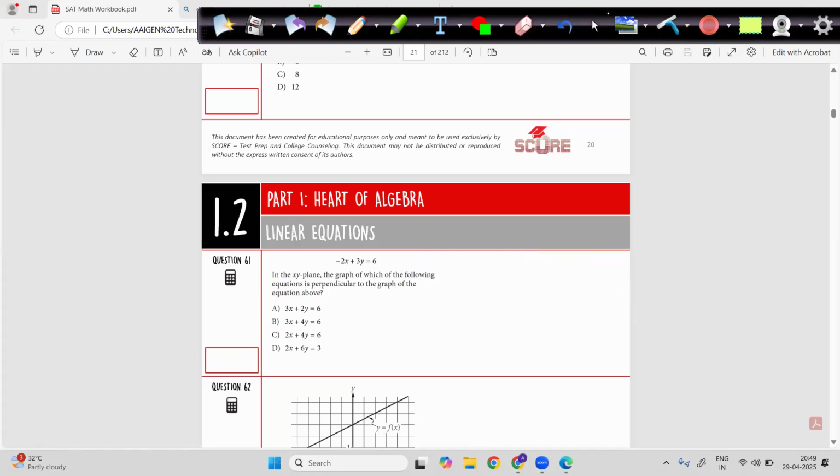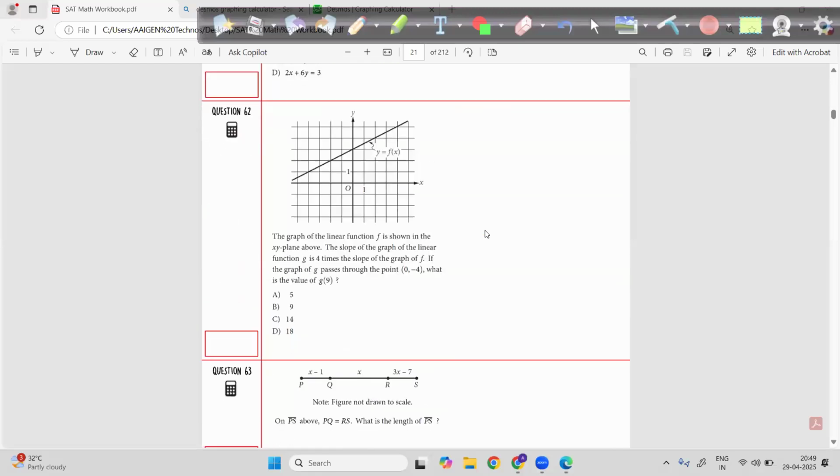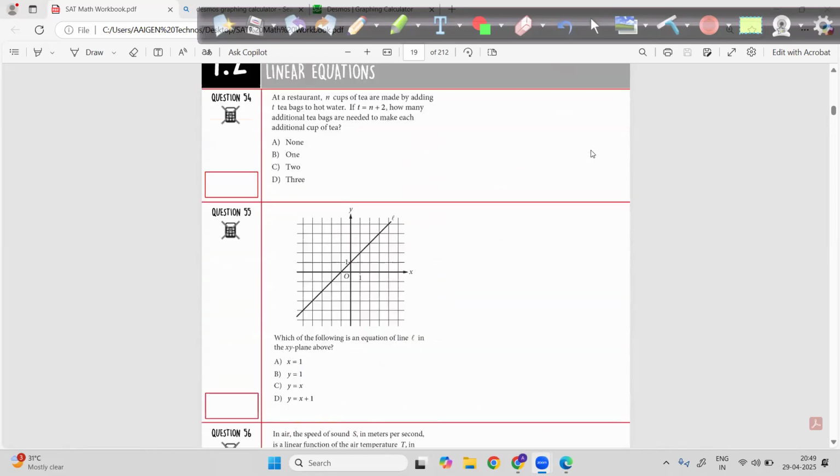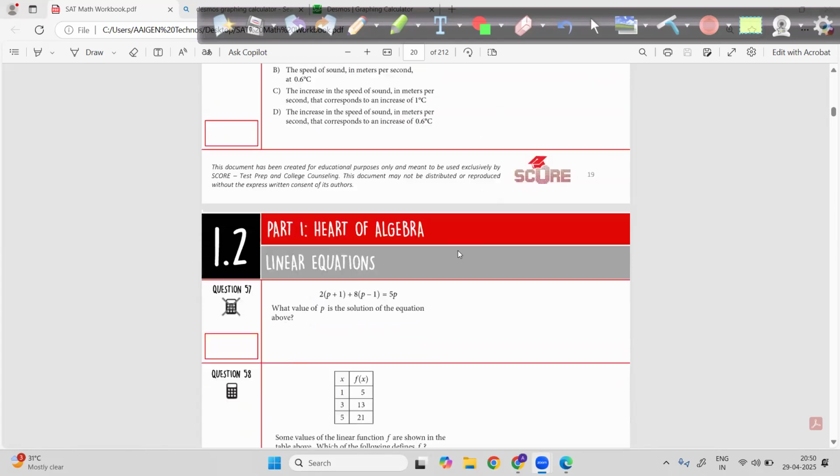Perfect answer. Bit of a difficult question, 62nd. Combination of. So what happened, Pritham? For one additional cup of tea, you need an additional tea bag. T is equal to n plus 2. n is the number of tea cups, T is the number of tea bags. To make each additional cup of tea, you need one extra tea bag. So one should be your answer.